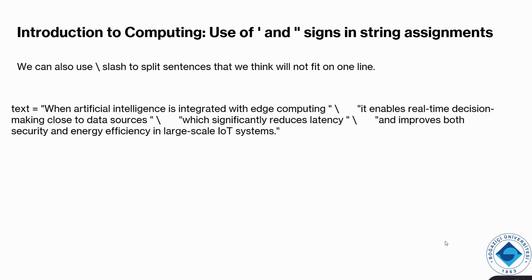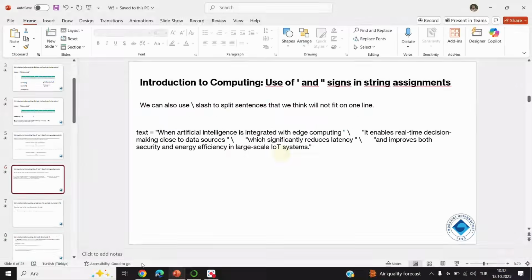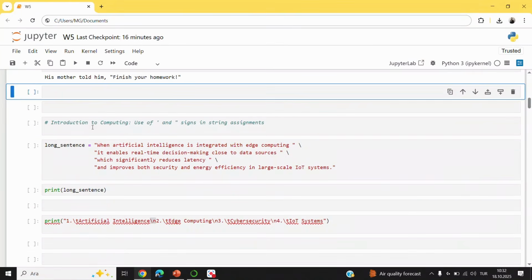And also, we can use slash to split sentences that we think will not fit on one line. So if your strings are so long, then you can use slash after your quotation mark and start the second string again by using a quotation mark. Let's go to Anaconda to see how it works.